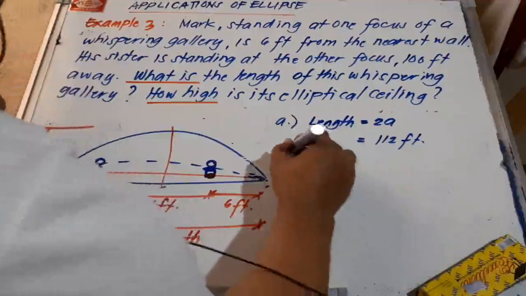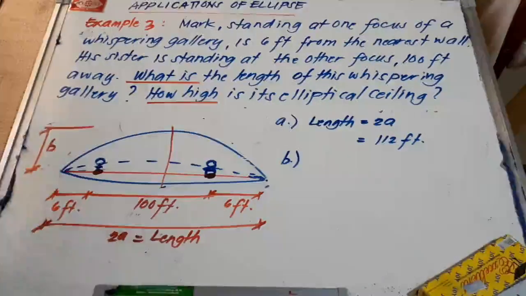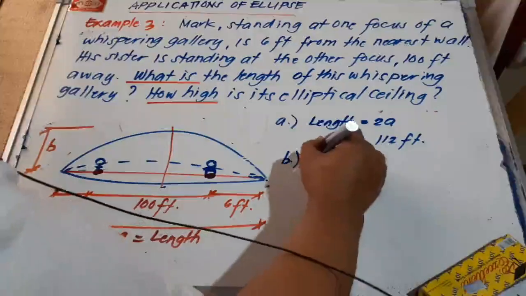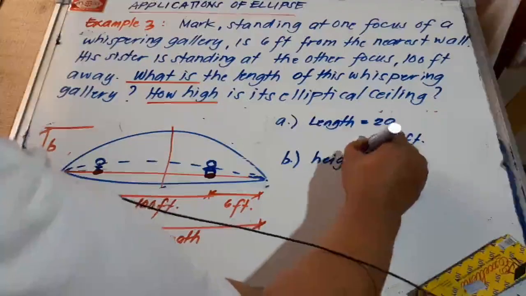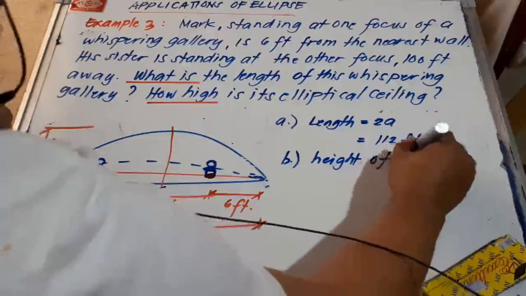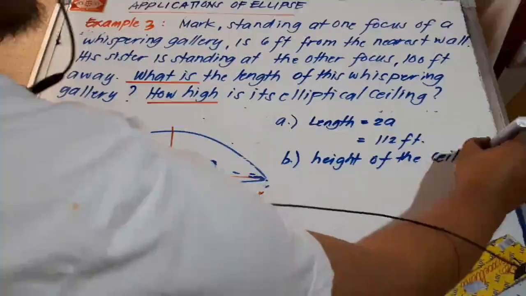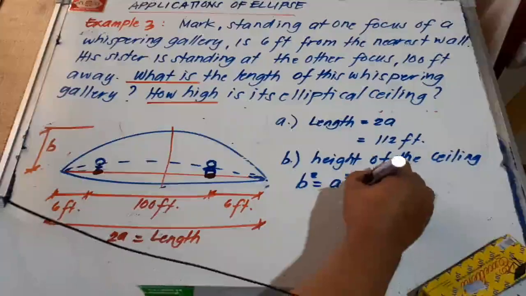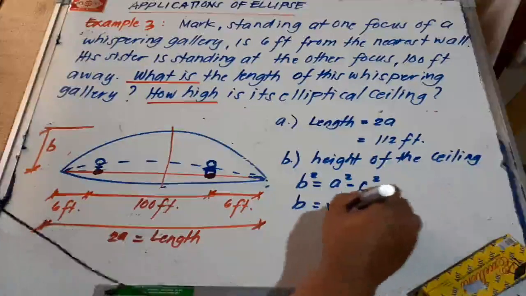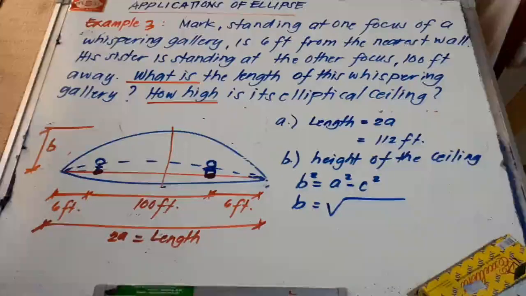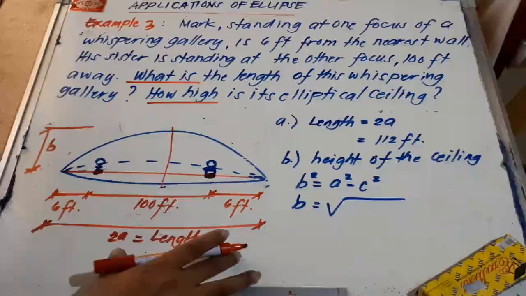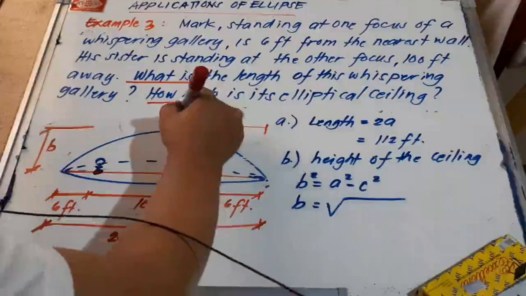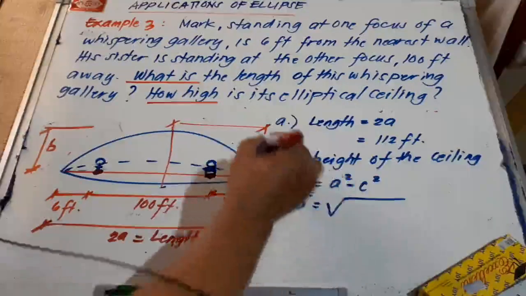Okay? And for letter B, kukunin natin yung length of the semi-minor axis using this relation. Ito yung height. Height of the ceiling. And that will be B squared equals A squared minus C squared. Okay? Therefore, B equals square root of A squared minus C squared. But what is the value of A and C? Yung A natin, kalahati lang na 112. So, ito, yun ang ating A.